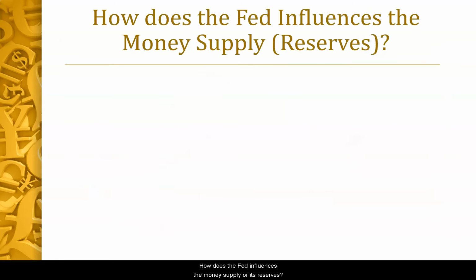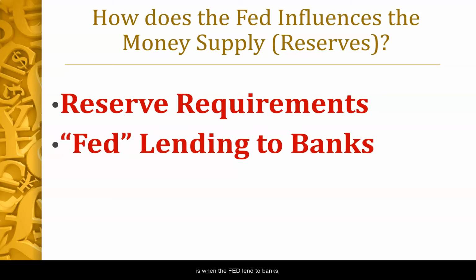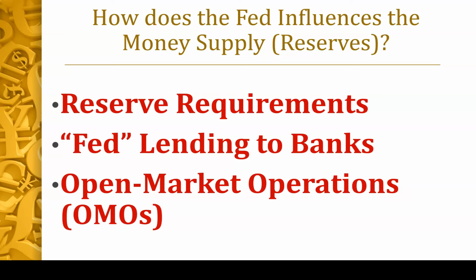How does the Fed influence the money supply or its reserves? Well, the Fed has three tools at its disposal. The first is the reserve requirement. The second is when the Fed lends to banks. And the third is open market operations.